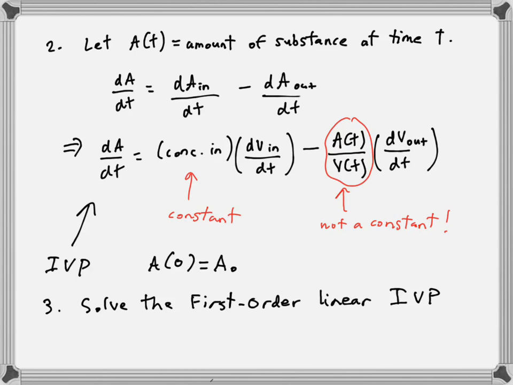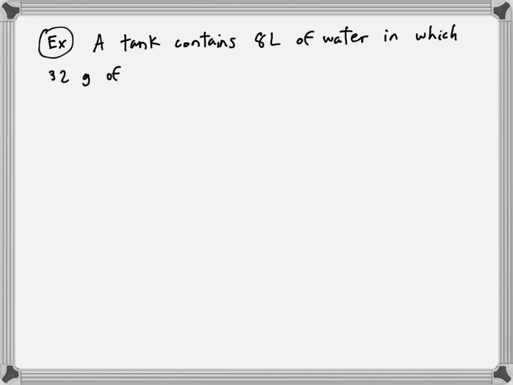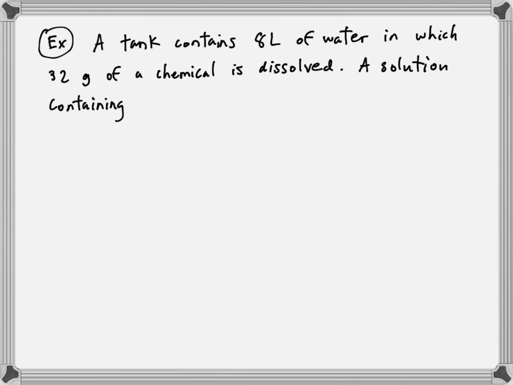So let's go ahead and do an example. A tank contains 8 liters of water, in which 32 grams of a chemical is dissolved. A solution containing 2 grams per liter of the chemical flows into the tank.